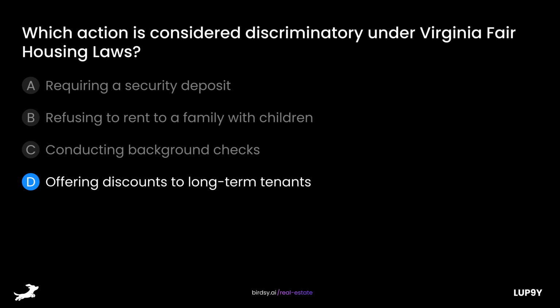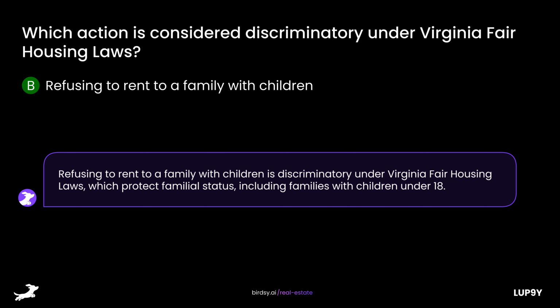or D, offering discounts to long-term tenants? The answer is B, refusing to rent to a family with children. Refusing to rent to a family with children is discriminatory under Virginia fair housing laws, which protect familial status, including families with children under 18.